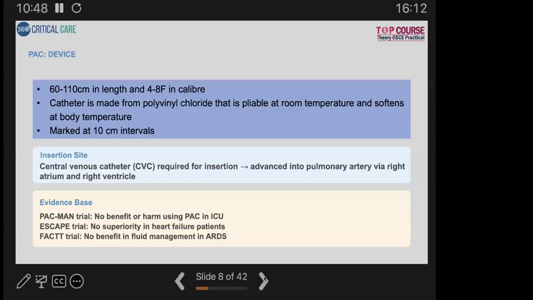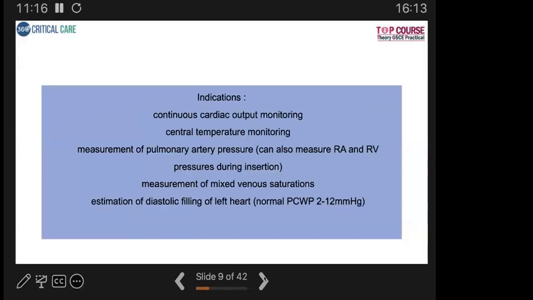And you can see the markings. It is usually marked at 10 centimeter intervals, where if you take the catheter and see, there will be 10 centimeter markings. So 110 centimeter length and 10 centimeter interval markings will be a clue to identify the pulmonary artery catheter. So how do we insert it? It is like inserting a central venous catheter, but you are seeing the pressure waveform, how in each chamber the waveform changes, which Dr. Sananta just discussed. And the indication for a pulmonary artery catheter is mainly cardiac output monitoring.